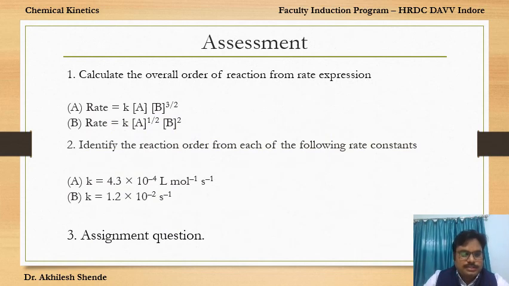Now, it's time to assess yourself. Number 1, calculate the overall order of reaction from the rate expression. Number 2, identify the reaction order from each of the following rate constants. And number 3, I have posted an assignment related to lecture 2. So you can go over there and submit that assignment before the deadline.